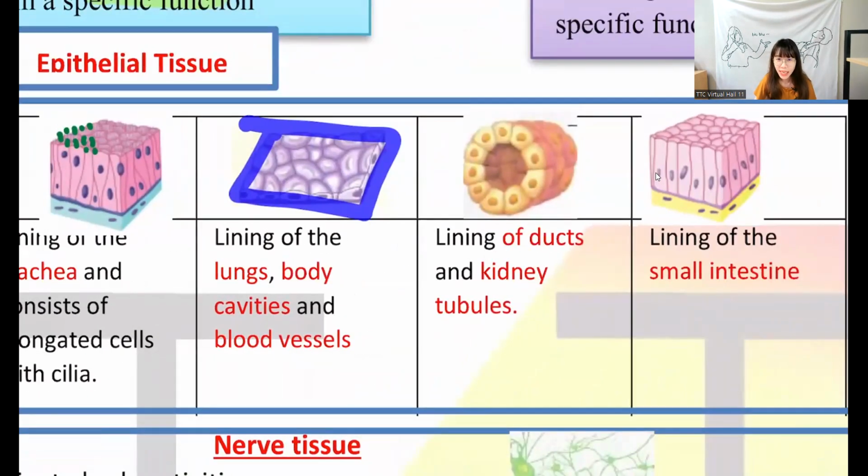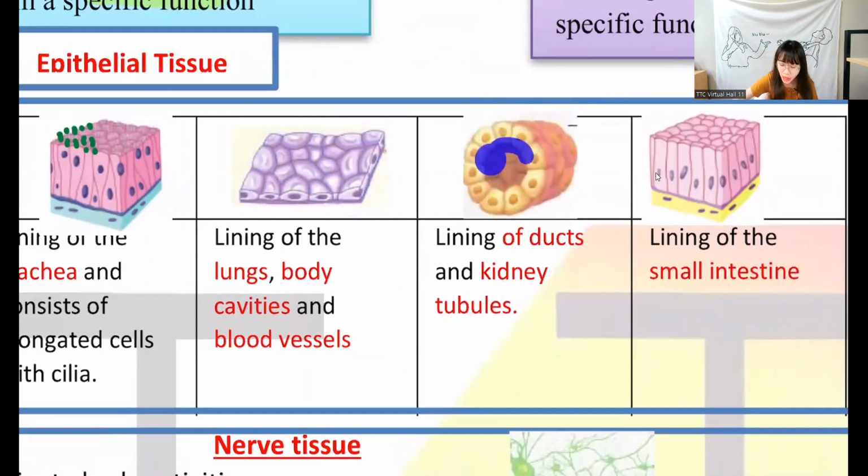Okay, and then we have kidney. So this kidney duct looks like a tube. So this tube here is called kidney tubules. Tubules means tube.